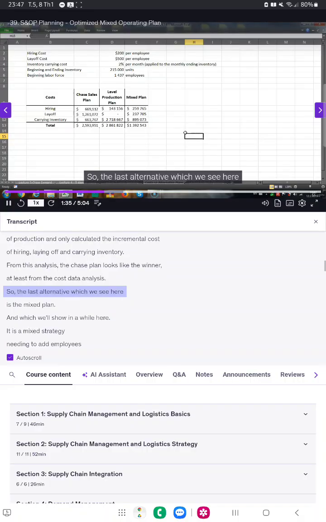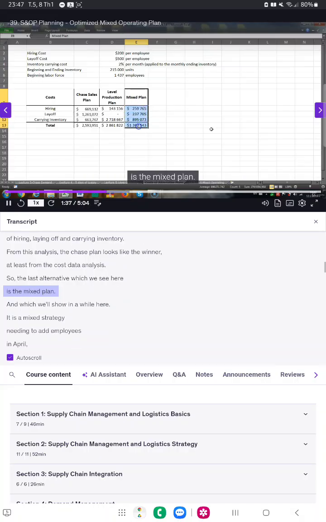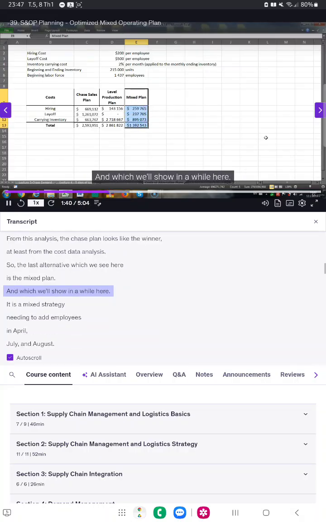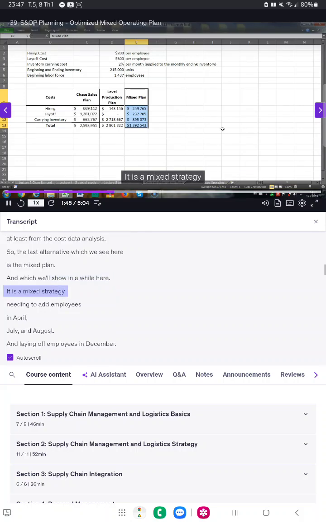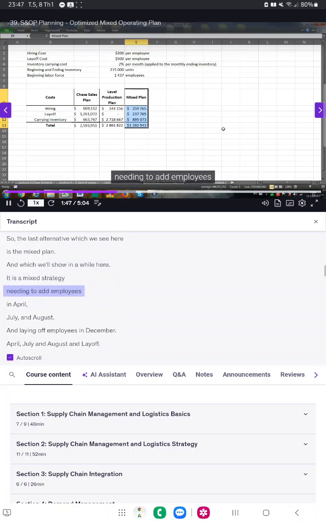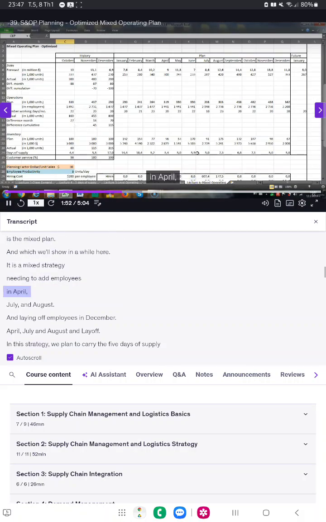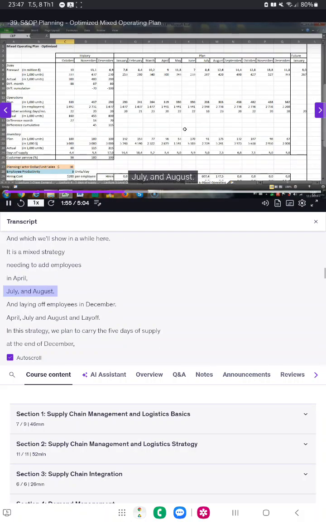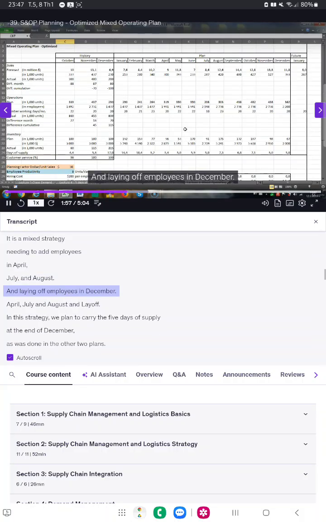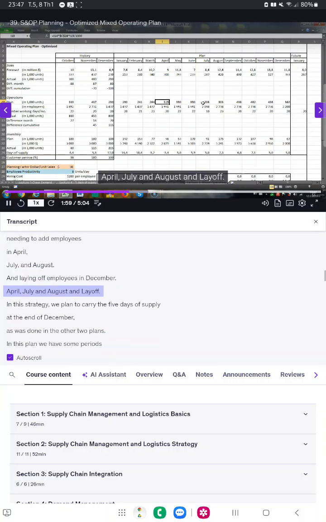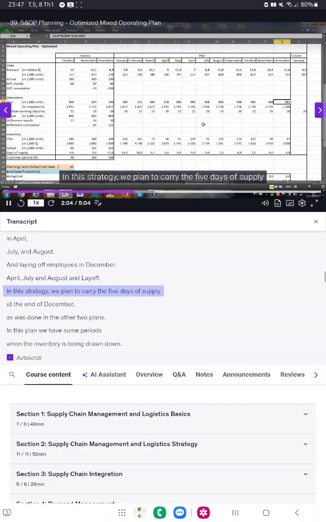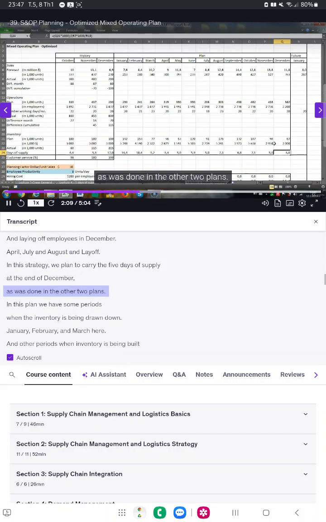So the last alternative, which we see here, is the mixed plan, which we will show in a while here. It is a mixed strategy needing to add employees in April, July, and August, and laying off employees in December. In this strategy, we plan to carry the 5 days of supply at the end of December, as was done in the other two plans.